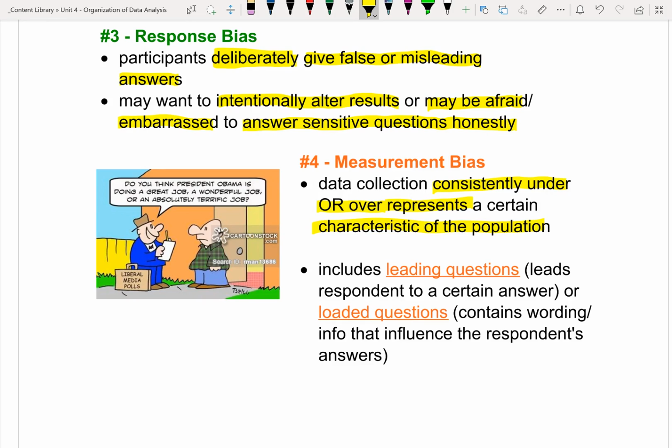And the main thing where we could get this is based on how the question is being worded. So usually this means that there's a lot of leading questions, basically questions that lead a respondent or lead a person to a certain answer, or loaded questions that contain wording or information that influences the response. Right? So just being careful on how you word the question can definitely impact how people will answer the question.